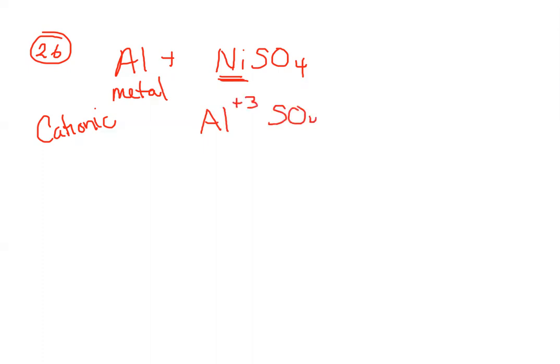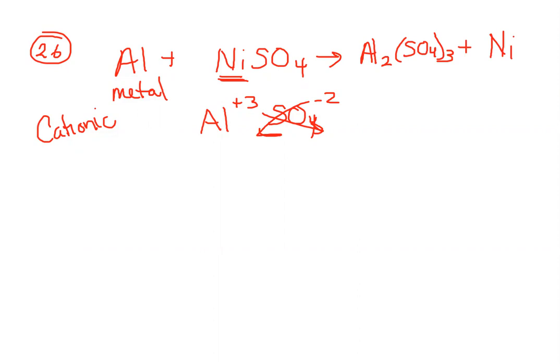And SO4 is sulfate, and it has a -2. So when we do this, we get Al2(SO4)3 plus nickel there at the end. Okay, this is number 26.